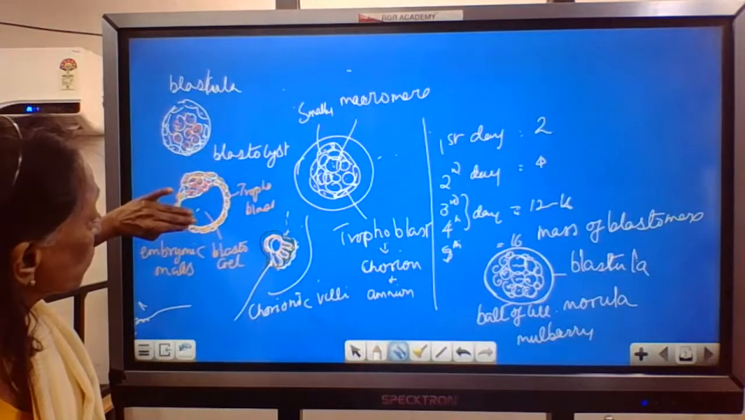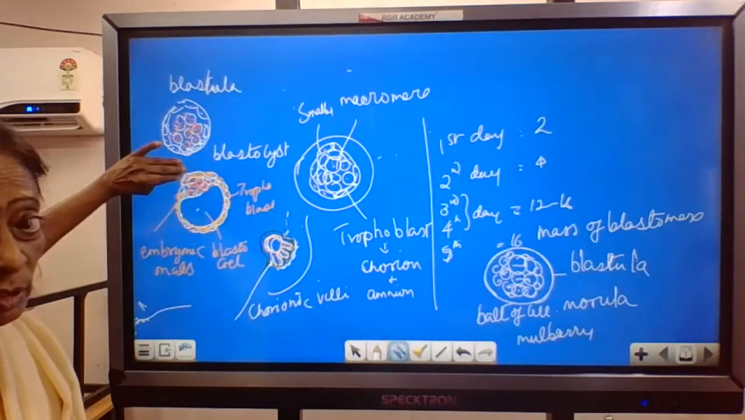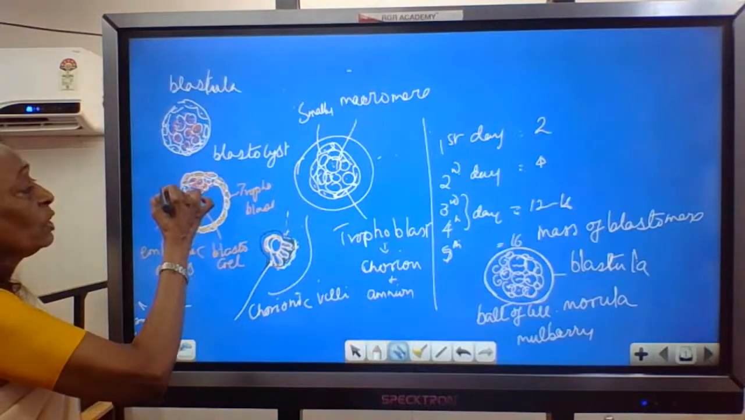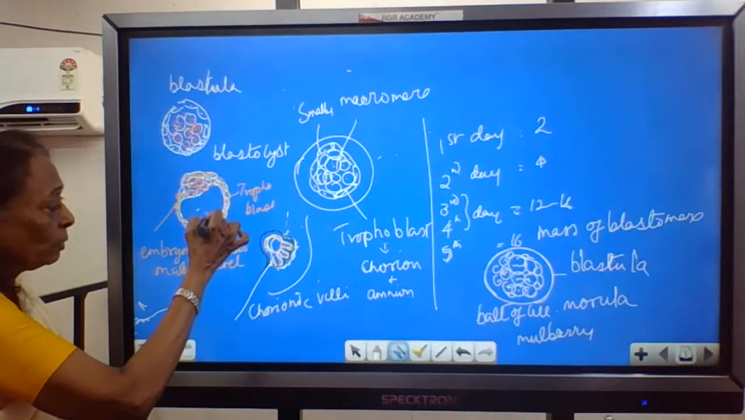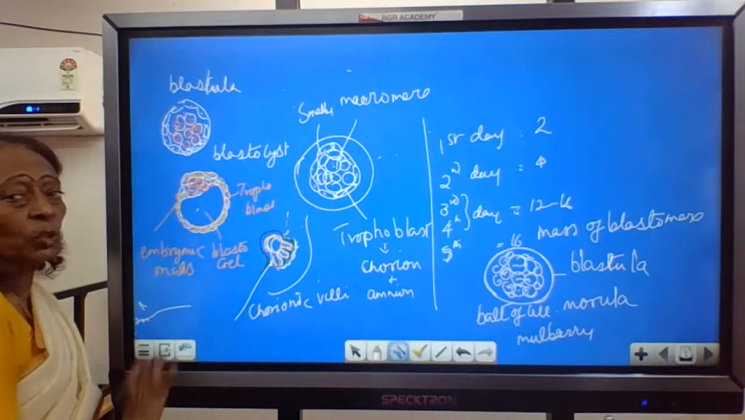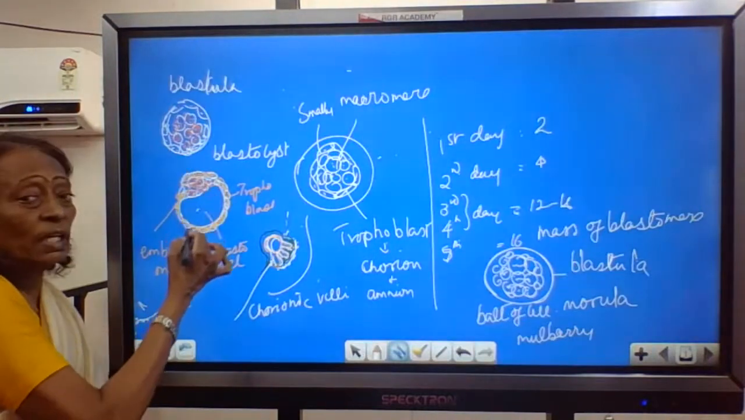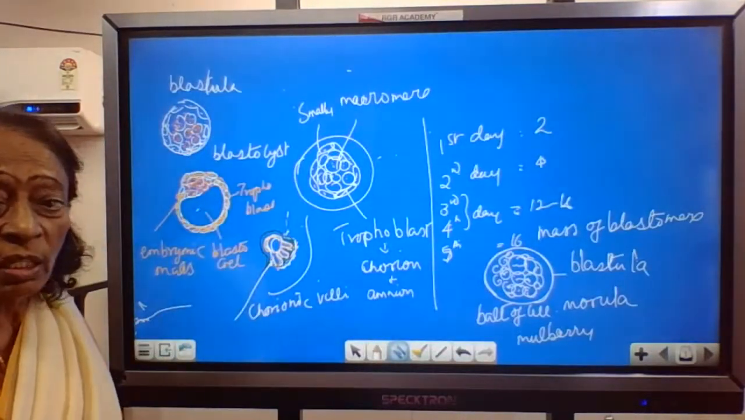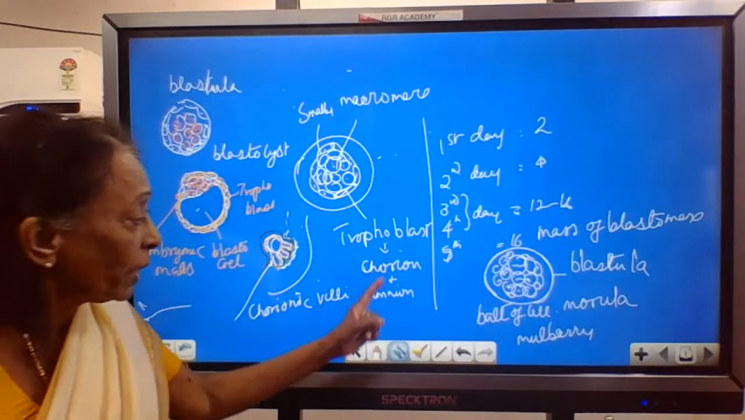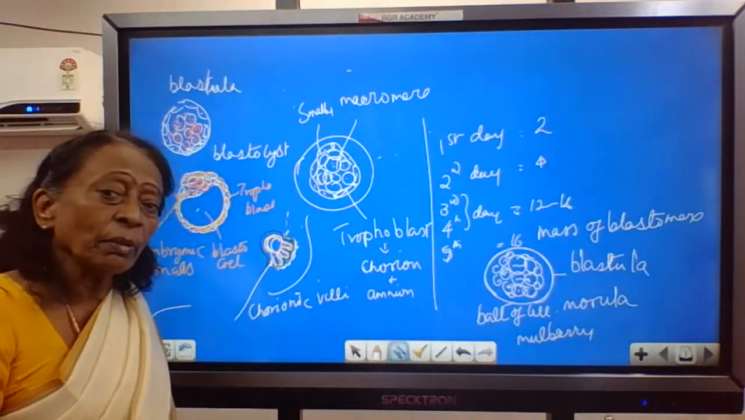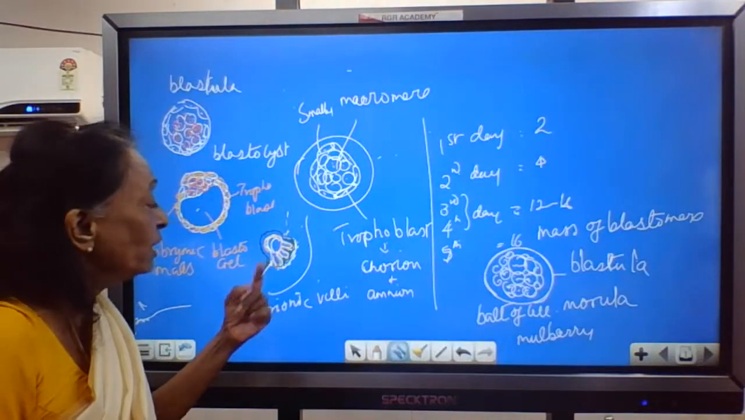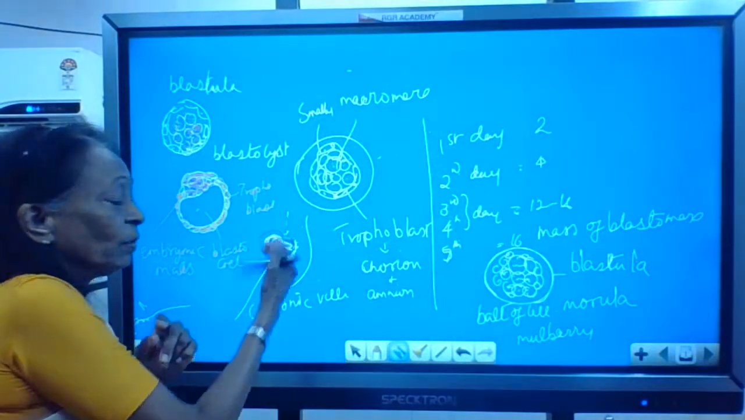All the larger cells form the embryonic mass towards one side. So the embryonic mass is on the surface. You have got the trophoblast, and the blastocyst is also surrounded by the trophoblast. This outer trophoblast produces secondary membranes. Now, what are the secondary membranes? Chorion and amnion.